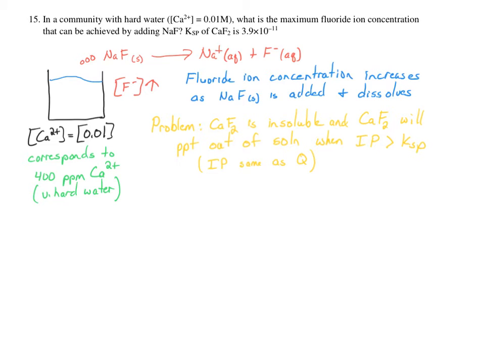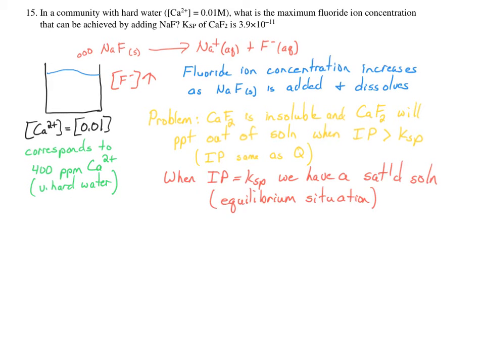Calcium fluoride will begin to precipitate out of solution when the ion product exceeds KSP. So the maximum fluoride ion concentration we can reach is when IP is equal to KSP. That's when we have a saturated solution. That's our equilibrium situation. Like all our equilibrium problems, we're going to start with an ICE table and equilibrium constant expression.